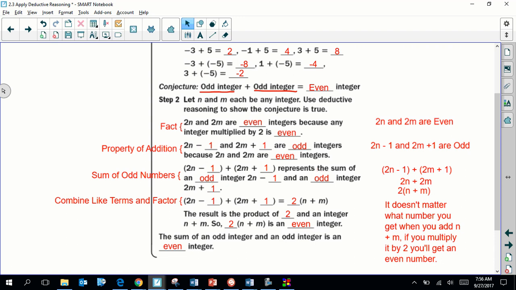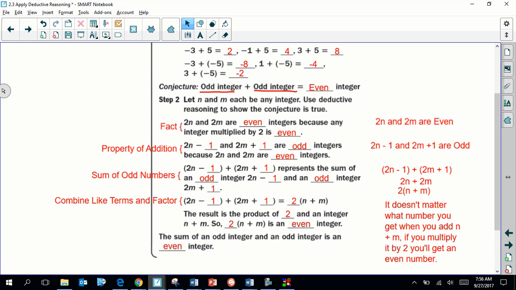So the result here is the product of 2 and an integer, whatever number n plus m happens to be. Whatever that number happens to be, I'm still going to multiply it by 2. And anytime I multiply something by 2, we've already established as a given fact that when I multiply a number by 2, I'm still going to wind up with an even number.